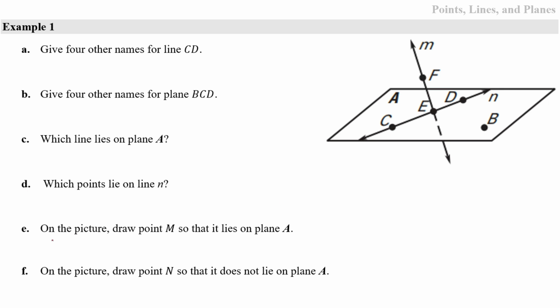For example E, it says on the picture, draw point M so that it lies on plane A. So I have to just kind of look at my plane anywhere inside the plane. I just kind of draw a point, and I can call it point M. Okay? And then for example F, it says on the picture, draw point N so that it does not lie on plane A. And so as long as you just draw it somewhere off the side, you can draw on the top, you can draw on the bottom. I'm going to draw it on the bottom here. I can call that point N, and that point kind of will be below the plane.